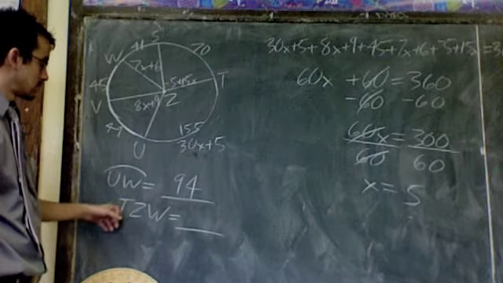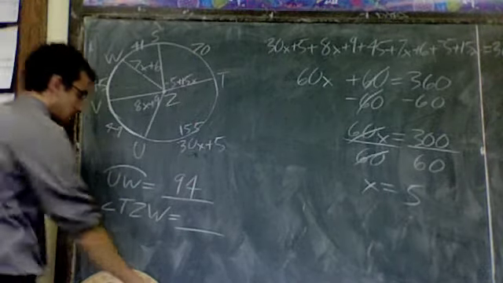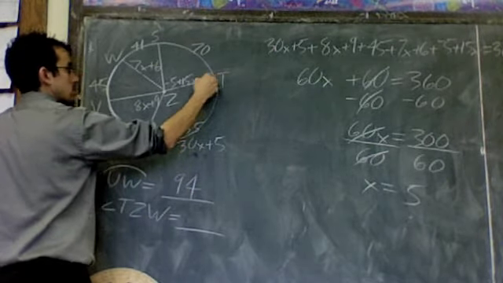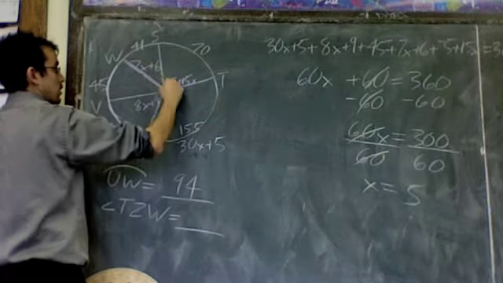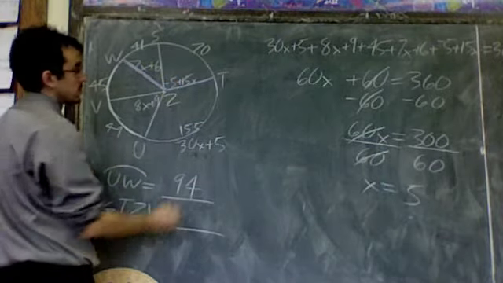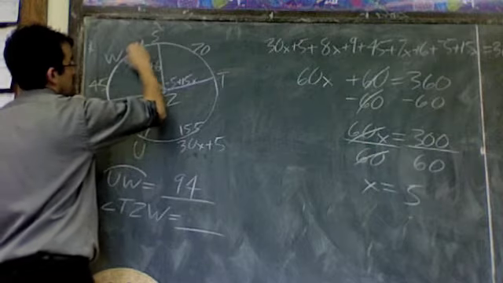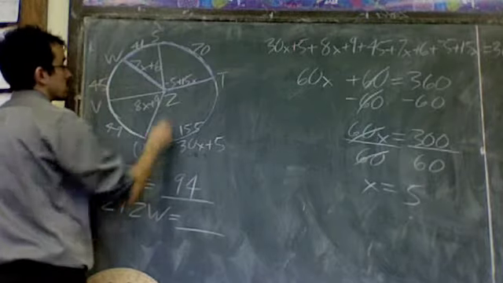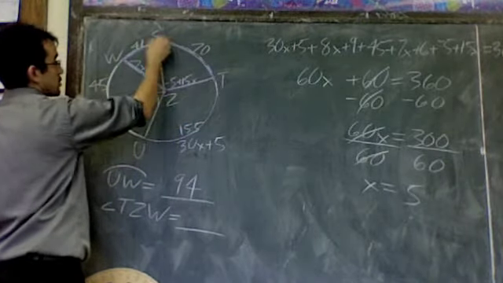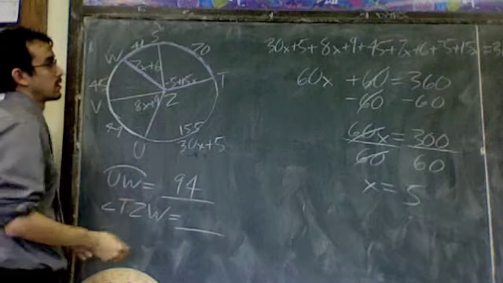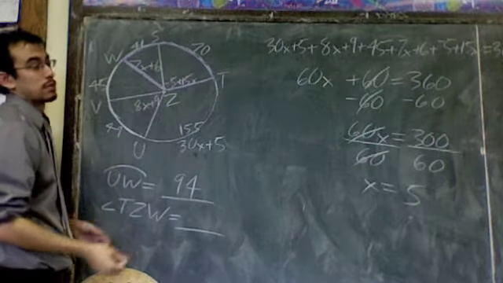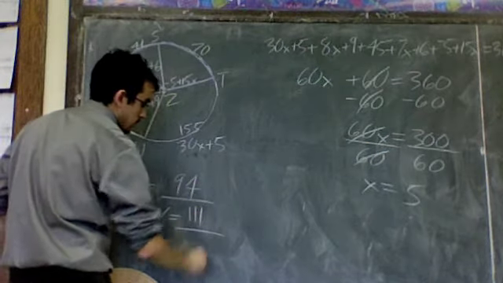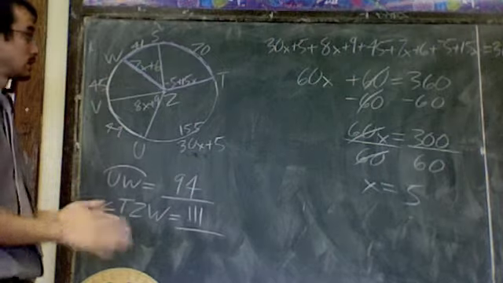And last but not least, angle TZW. Let's see, where is that? T to Z, TZW. It's a big central angle. This central angle should be the same as its arc. This arc is made up of these two smaller arcs, 70 and 41. 70 plus 41 happens to be 111. So this big central angle is 111. And that's it. This problem's done.